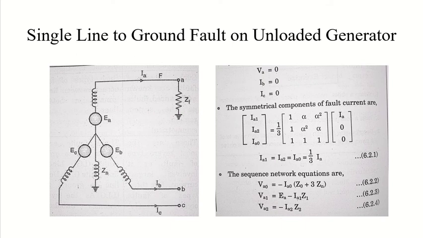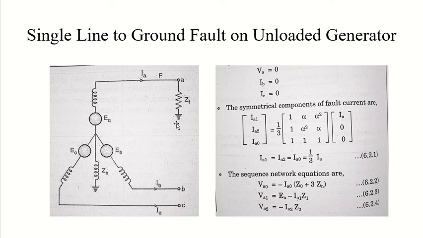It is a very basic type of fault. You can see the figure on the left hand side. We have three phases A, B, and C, and the currents in each phase are IA, IB, and IC, and there is a fault taking place in the A phase.